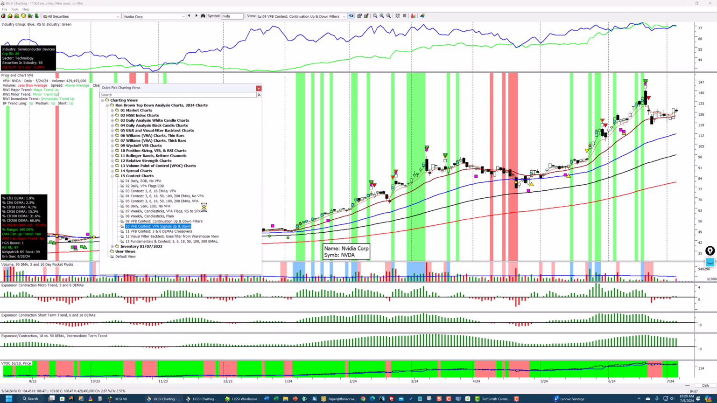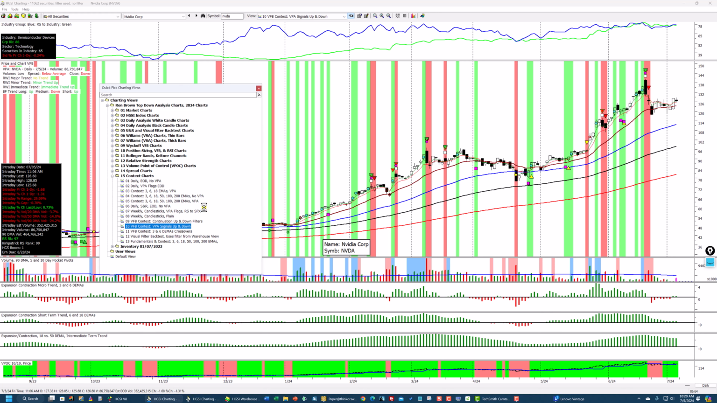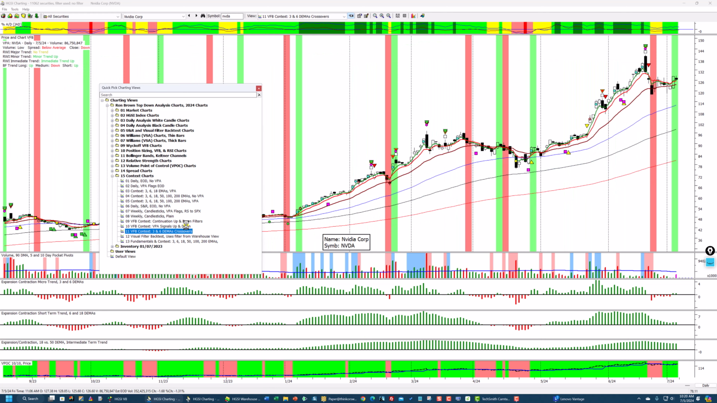Okay, the next one. These bars represent up and down VPA flags. So when there's a rose bar, it'll be negative VPA flags. When there are green bars, that indicates a positive VPA or bullish. This one here, number 11, is just 3-6 crossovers, both up and down.